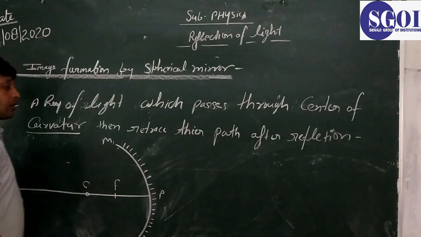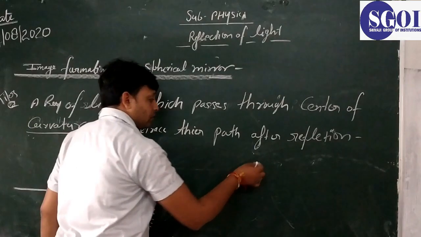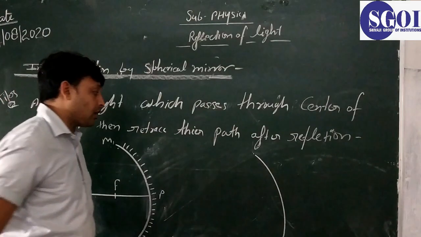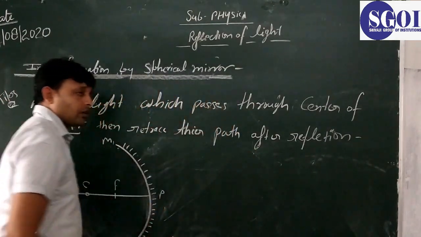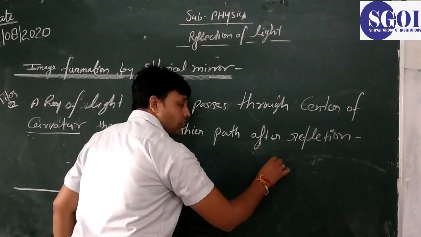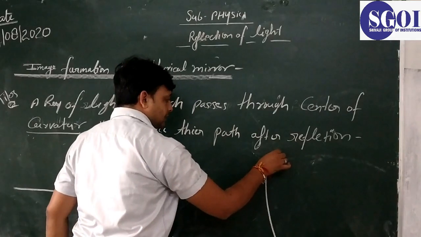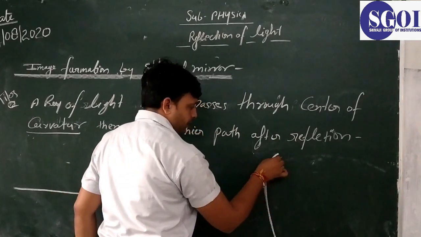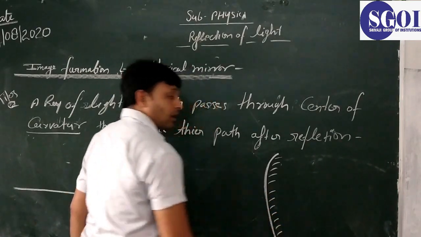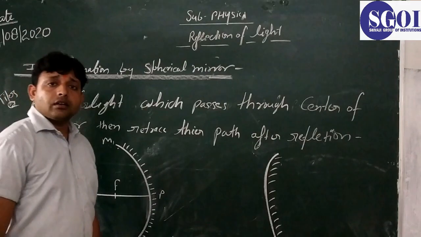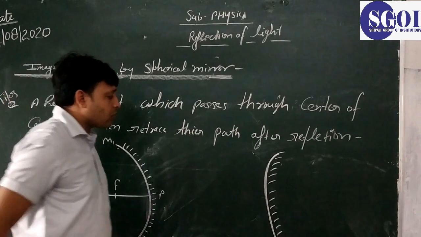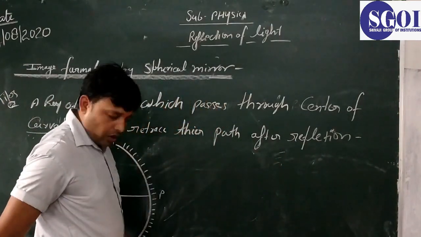Now, this diagram is for the convex mirror. What is a convex mirror? That mirror which has an outer reflecting surface. Now look at the board. This is a convex mirror. The inner surface is the polished surface with mercury and red oxide of iron. This is a convex mirror.